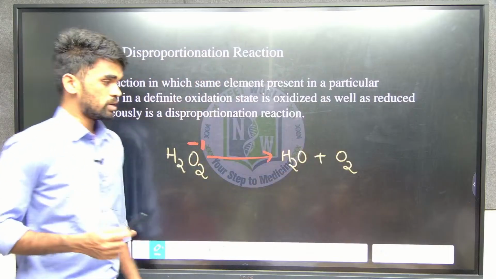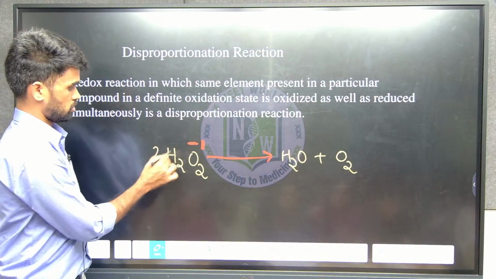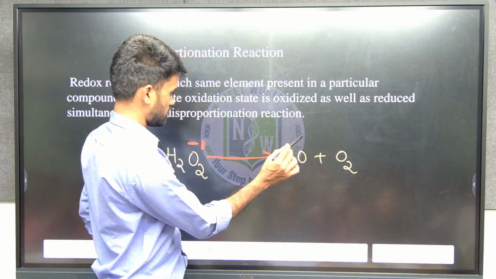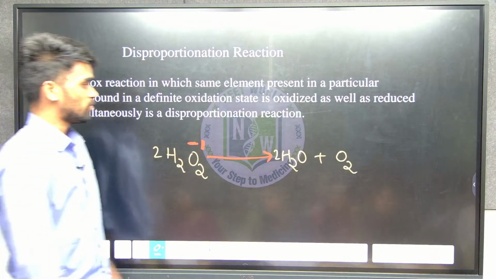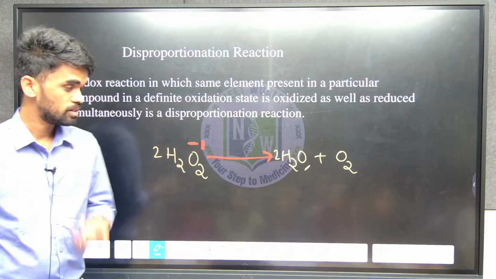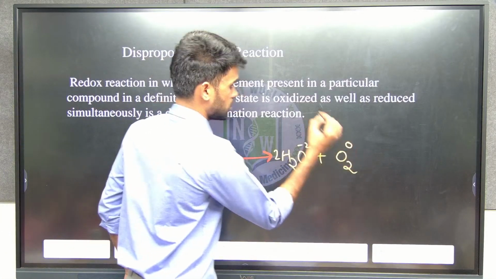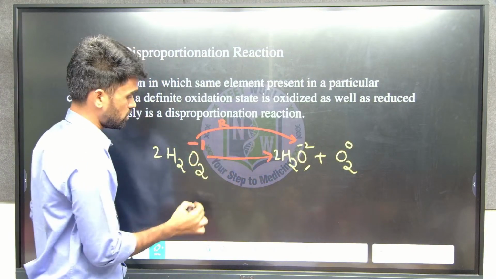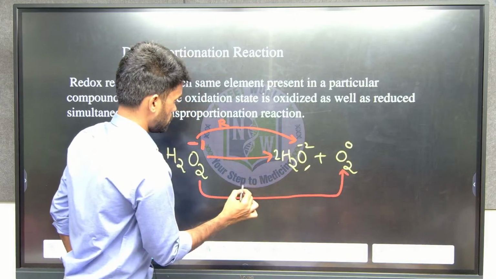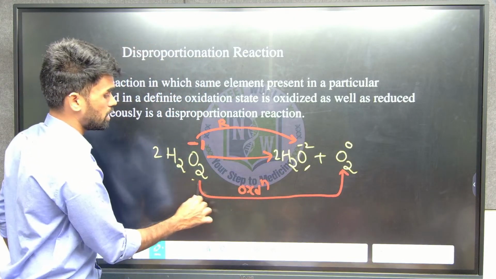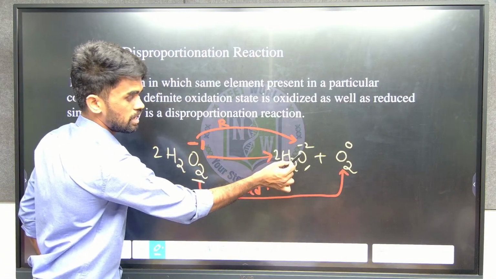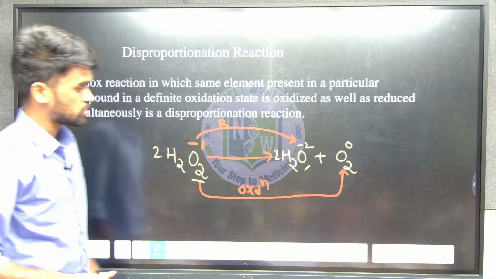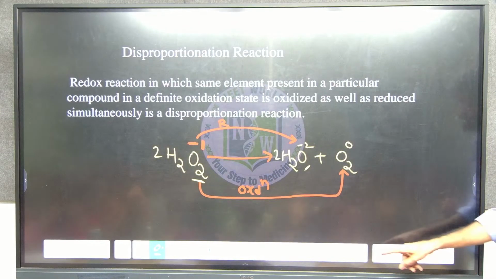O2. What is the oxidation state of oxygen here? In H2O it is -2, and in O2 it is 0. So -1 to -2 is reduction, and from -1 to 0 is oxidation. So the same element undergoes both oxidation as well as reduction. Now this type of reaction is called what? Disproportionation reactions. There are some disproportionation reactions that you need to remember.